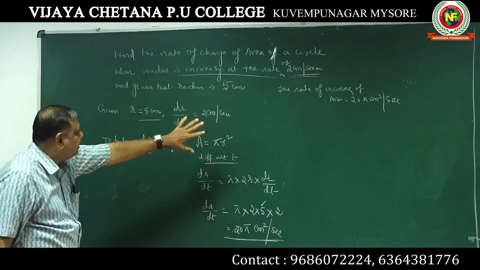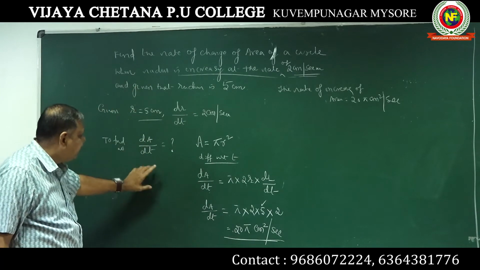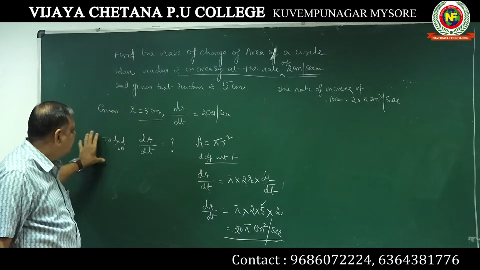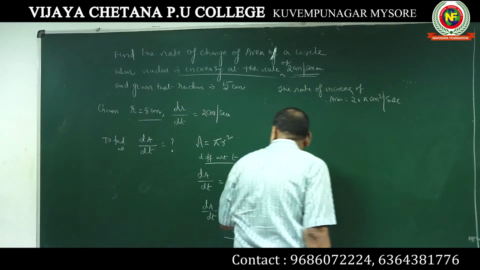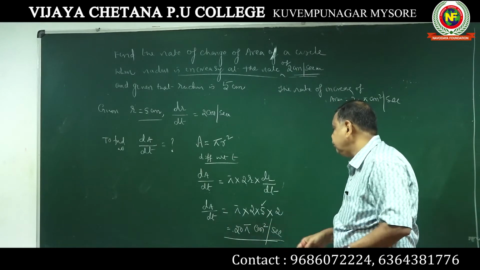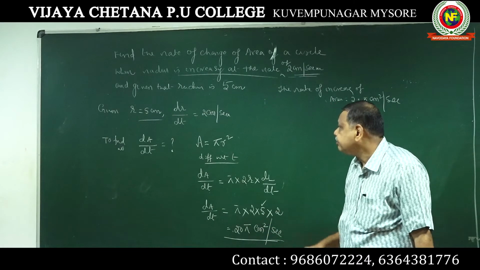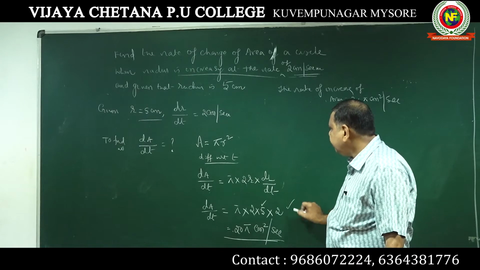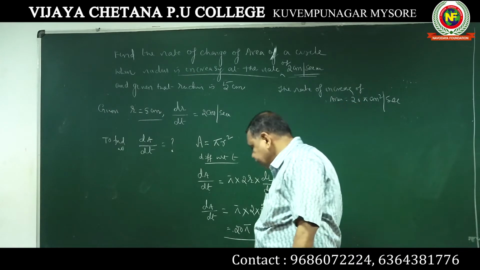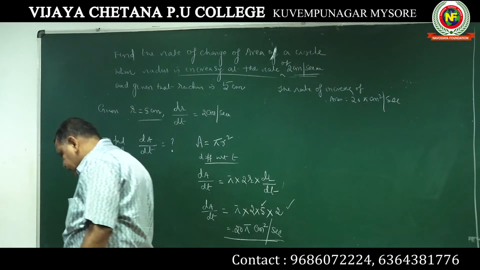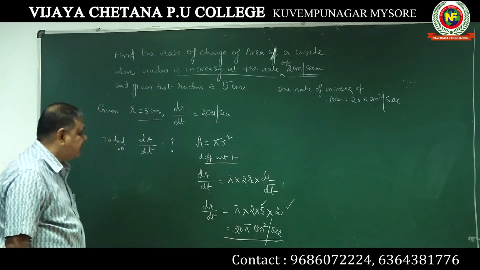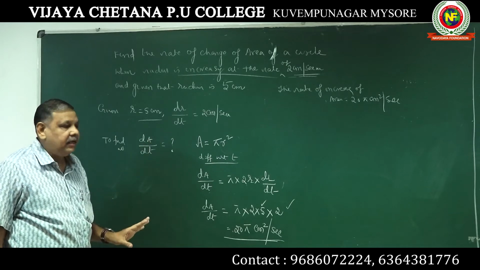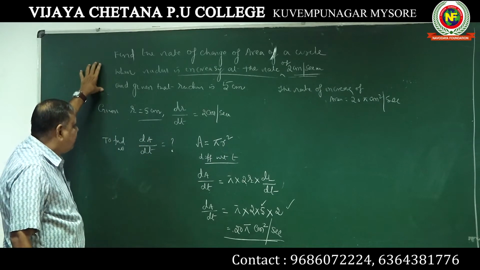That is what you are writing there, and you are writing dA by dt. A is equal to pi r square, so dA by dt is pi into 2r into dr by dt, which is pi into 2 into 5 into dr by dt, which is 2, giving 20 pi centimeter square per second. So 20 pi centimeter square per second is the area rate. Now take another problem, I suppose you have followed.